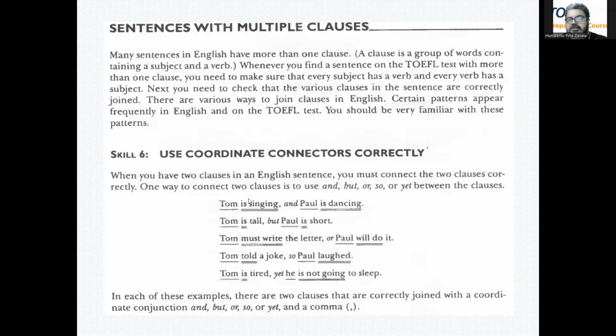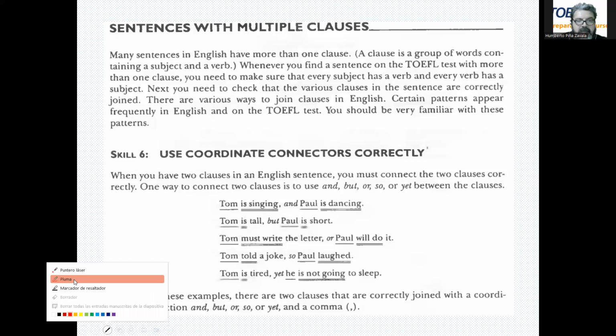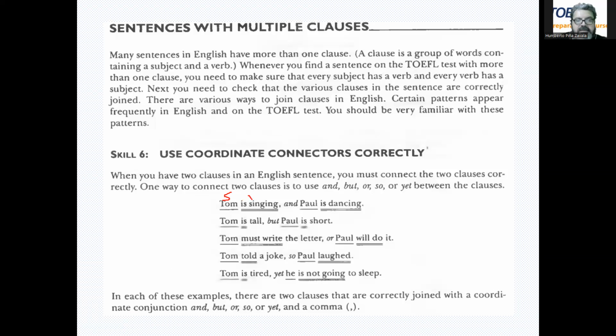We have two simple sentences joined together with a connector, where the connector is in the middle and is preceded by a comma. Okay, we got Tom is singing, right? Subject, Tom is singing. And Paul, subject, is dancing, right? Subject, verb, and we have the connector, and.